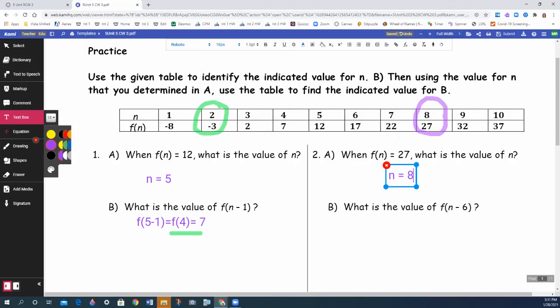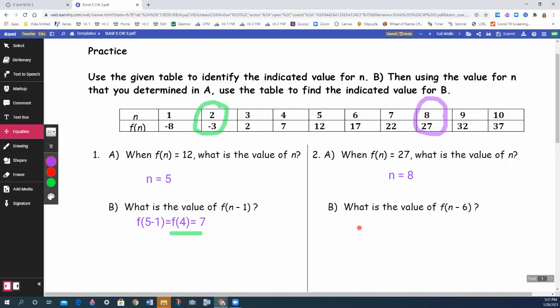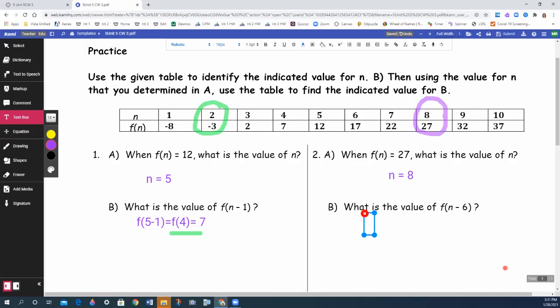Again, if we're looking at this in terms of finding that n is 8, let me just get a normal text box. Finding that n is 8, I want f of 8 minus 6. And f of 8 minus 6 is really f of 2. So again, I am trying to find the second term, and my second term is -3.